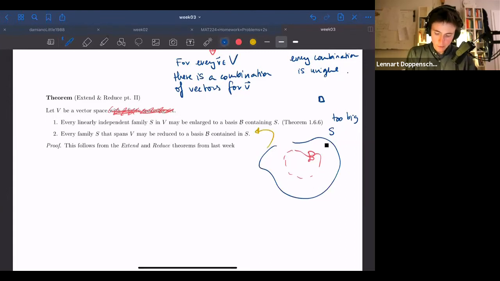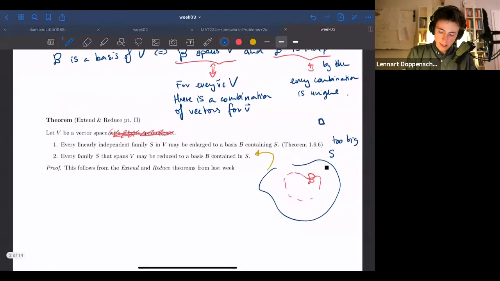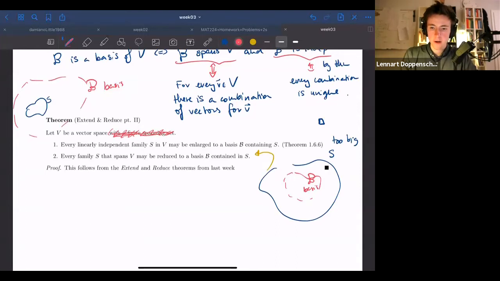The picture for the first statement is that if you have something which isn't yet big enough, so you have a family which is independent but doesn't span the space, you need more vectors because the span is too small. Then you can enlarge this and you get a basis. Okay, so the proof will not take very long because we did all the heavy lifting last week.